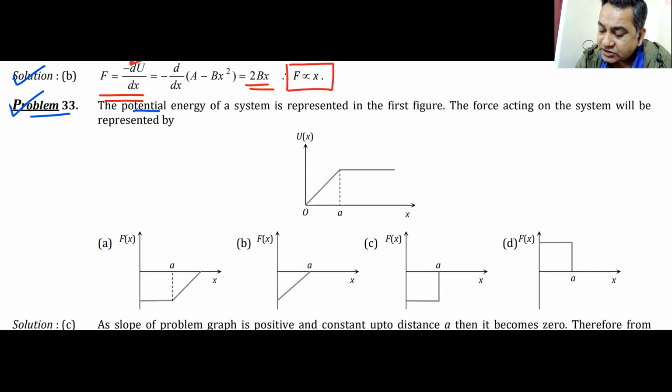The potential energy is represented by the first figure. So this is the graph of energy versus position. What is the force acting on the system? So that is the important point. Potential energy graph is given and you are supposed to draw the force graph. One graph of potential energy is given and 4 different graphs of force are given. You have to tell me which graph matches it. 1 minute. You must be able to do it.